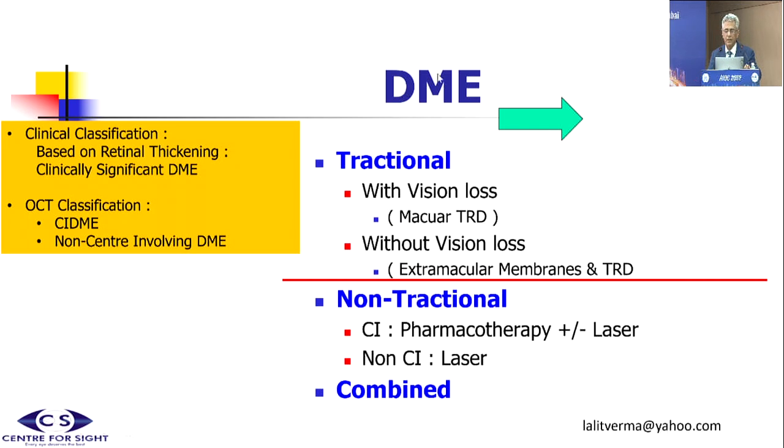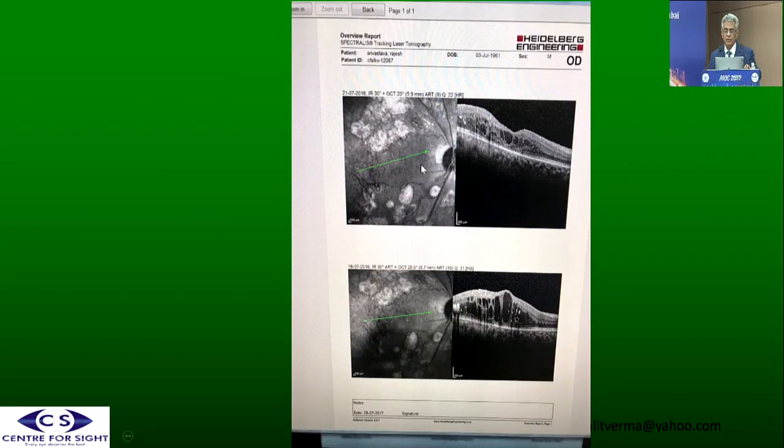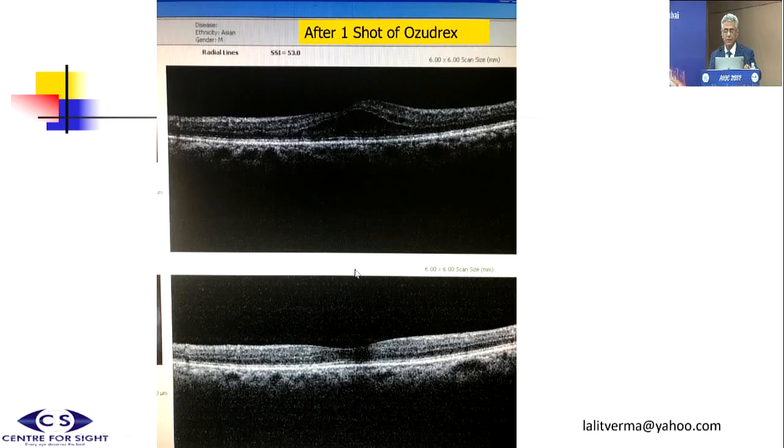Tractional is further classified into with vision loss or without vision loss, and non-tractional is further divided into center involving and non-center involving, because that has a bearing. So this patient, who was already lasered also, had this edema. One shot of anti-VEGF did decrease it, although the edema didn't go away completely, but it did help. This patient was fed up of so many anti-VEGF injections, so we gave one shot of Ozurdex. So he was a happy man, a banker by profession.